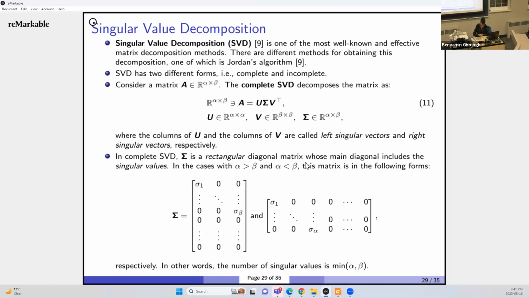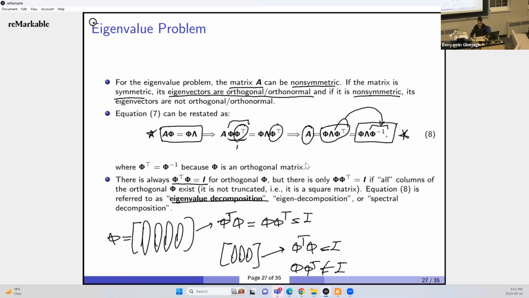One other thing, singular value decomposition. That's also important. I think this will be our last. So singular value decomposition, or SVD, is one of the most well-known and effective matrix decomposition methods. Whenever we say matrix decomposition, by the way, we mean that we have a matrix and we decompose it into the multiplication of several matrices. One of the decompositions was the eigenvalue decomposition, which we saw here, equation 8.